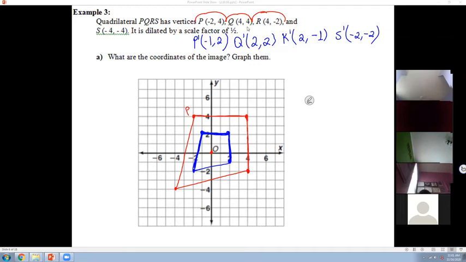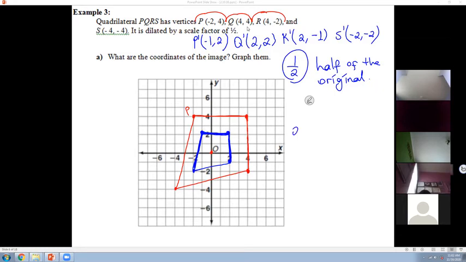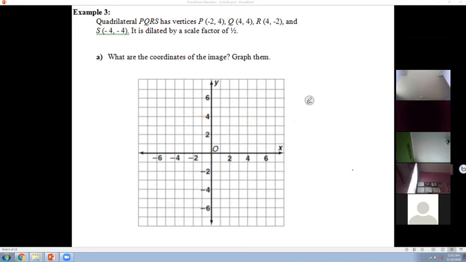It is a half of this shape. 1/2 means that it is a half of the original. Half of the original. Genesis, thank you. Yes, it is a half of it. But if the scale factor was 2, it would get 2 times bigger. Now it got 2 times smaller. We just got the half of it. This is what we expected.